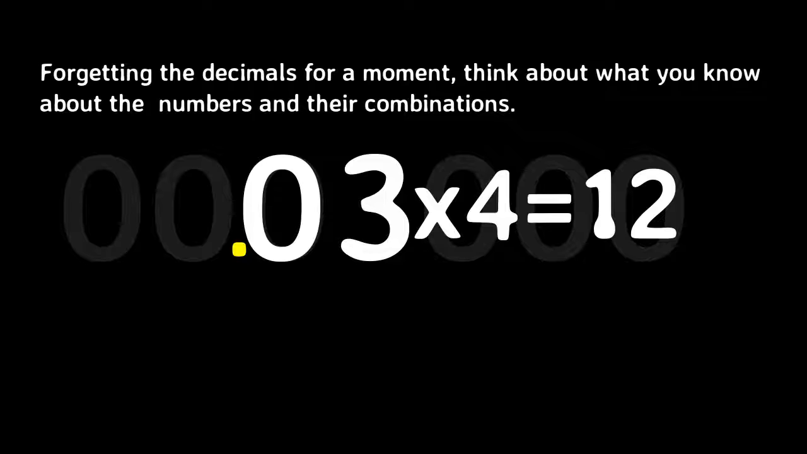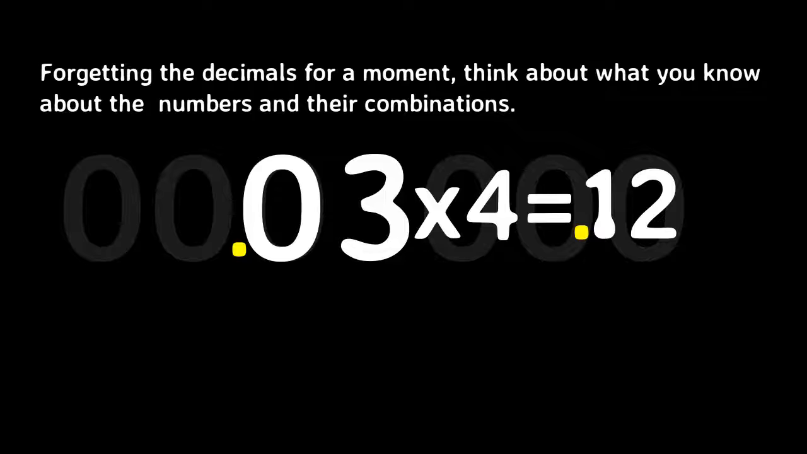In our previous problem, we did 3 times 4 equals 12. But in this problem, we're doing 0.03 times 4. So what do you suppose is going to happen to that 12? Since we moved the decimal 2 spaces to the left in our problem, we have to move it 2 spaces to the left in our answer. Therefore, that 12 becomes 0.12. So the answer to 0.03 times 4 is 0.12.